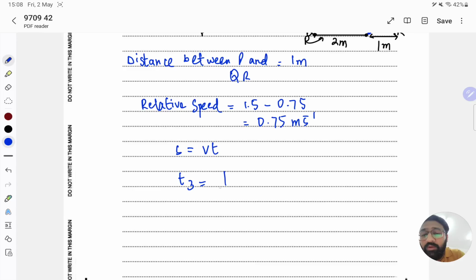Time will be 1 divided by the relative speed, because the distance from P till QR is 1 meter. So 1 divided by 0.75 will be 4/3 seconds again.